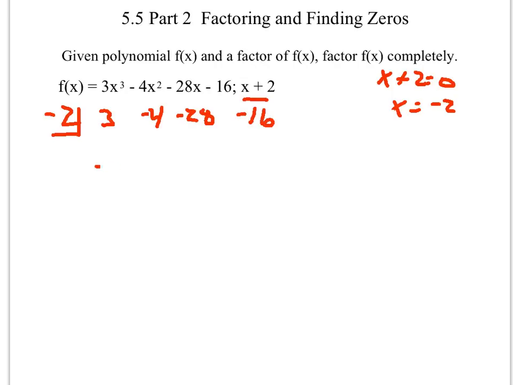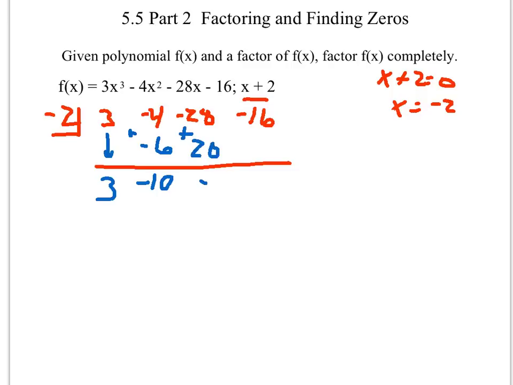So now, leave a space, draw the line, and we just go about that normal pattern. Bring down the first, multiply, add. So -2 times 3 is -6. We add down and get -10. Multiply. -2 times -10 is +20. Add down, we get -8. Multiply. -2 times -8 is +16. Add it down, we get 0, which is what we should be expecting.